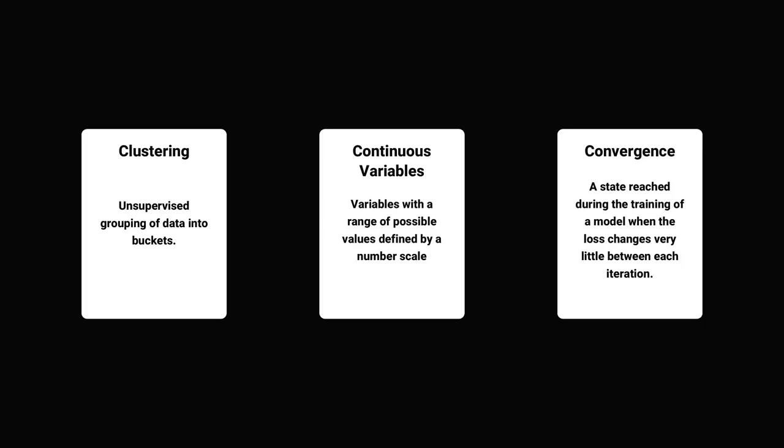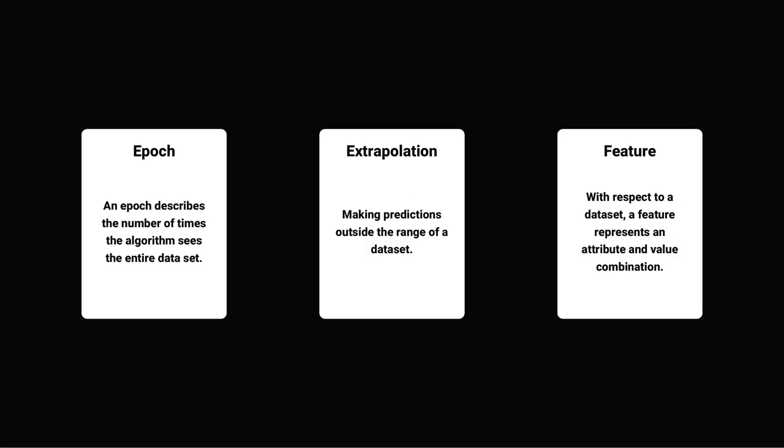Convergence. The point at which a machine learning model's performance or loss function stops improving significantly during training. Epoch. A complete pass through the training data during the training process of a machine learning model. Extrapolation. The process of using a machine learning model to make predictions or extrapolate trends beyond the range of the training data. Feature. An input variable or attribute that a machine learning model uses to make predictions or decisions.